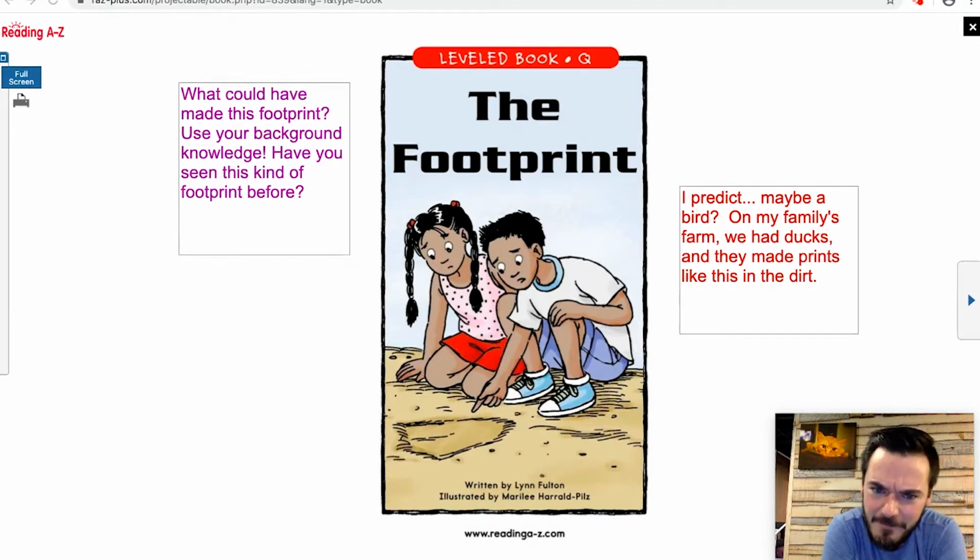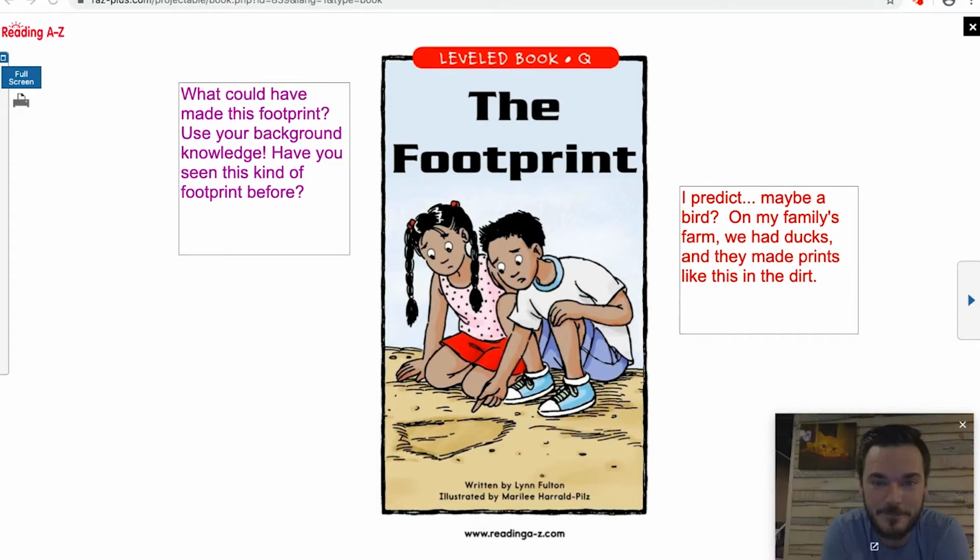Just by looking at the cover here, I'm making some predictions. What could have made this footprint? Can you use your background knowledge? Have you seen this kind of footprint before? I predict maybe a bird, because on my family's farm we had ducks and I remember that they made prints like that in the dirt. Let's open the story and find out.